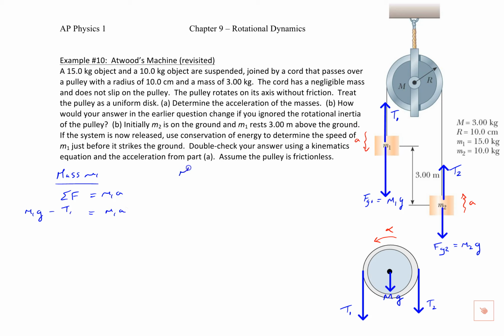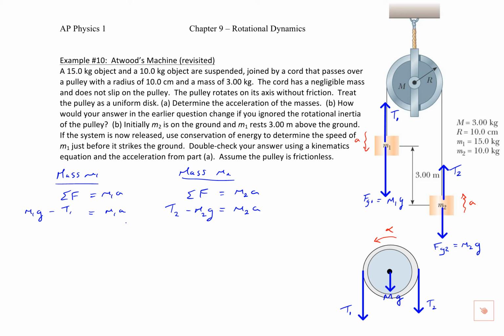If we look at mass m2 and apply Newton's second law, we can do that in a similar way. Sum of F equals m2a. In this case, I'm going to take the vertically straight up direction as positive, so the tension 2 will be positive and the m2g will be negative. So we have tension 2 minus m2 times g results in a net force of m2a. So you can see our traditional two equations and two unknowns.